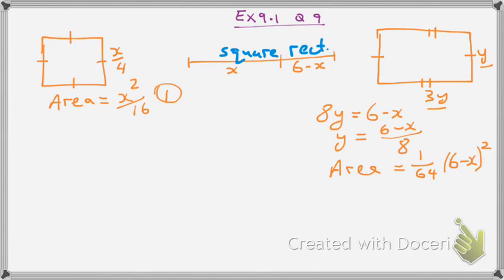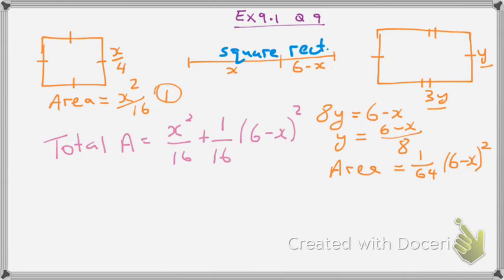Okay, so then we have total area. So it is x squared over 16 plus 1 over 64 times 6 minus x all squared. Oops, that should be 64 there. And we need to minimize this.